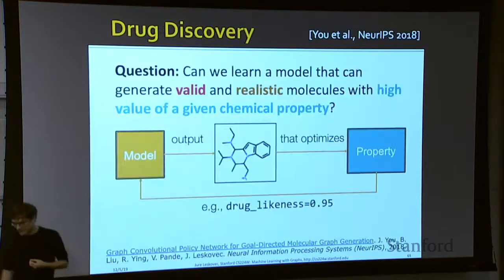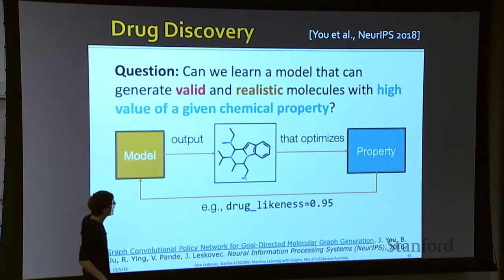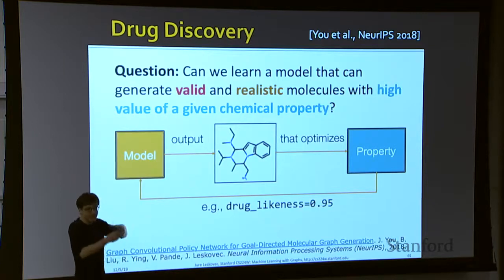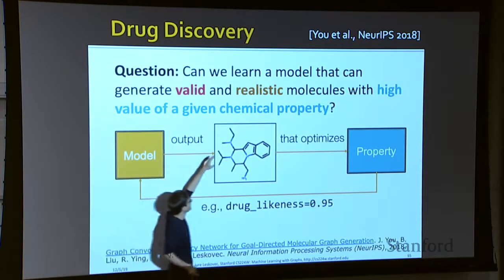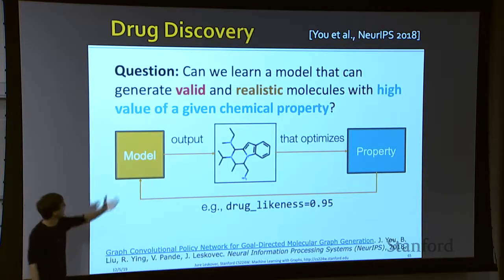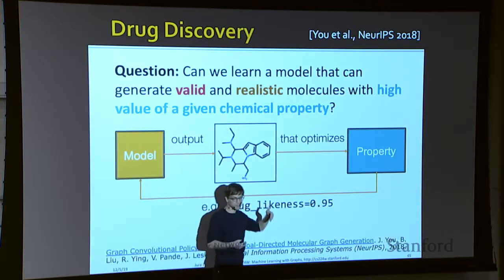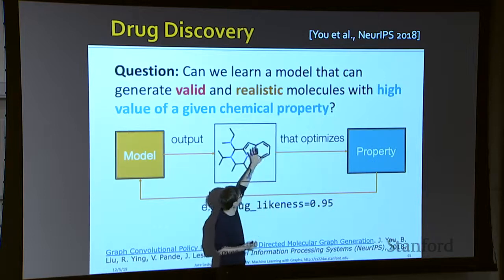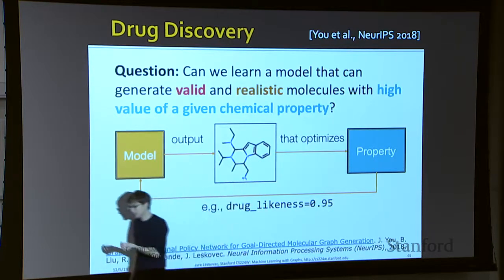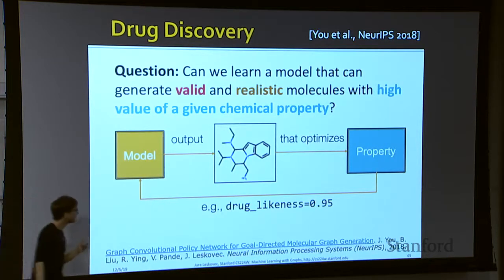That's the question. And one place where you would like to generate optimal graphs is when you do drug discovery, right? Where you would like to say, I want to generate molecules that are valid, that are realistic, right? Valid means they obey the rules of chemistry. Realistic means they look like real molecules and they optimize some property. For example, they are not toxic, right? So I would like to generate graphs that are chemically valid, that look like real molecules, and that optimize a certain chemical property, right? And it turns out that you can do this.